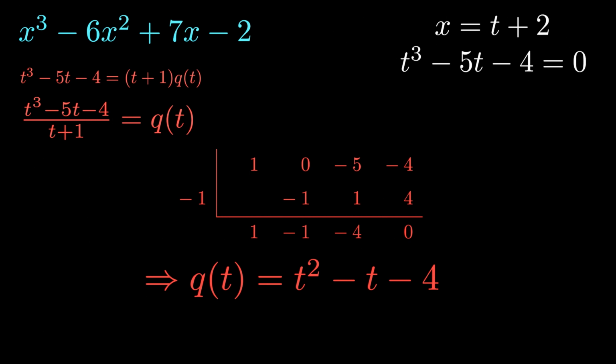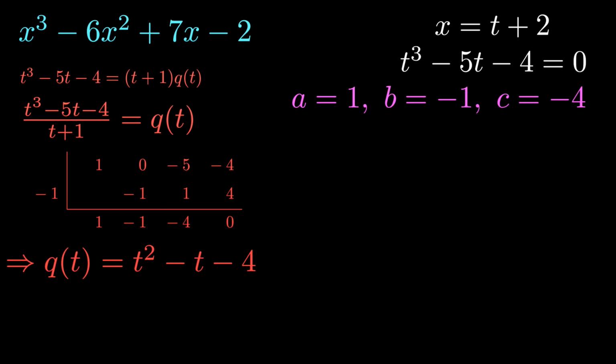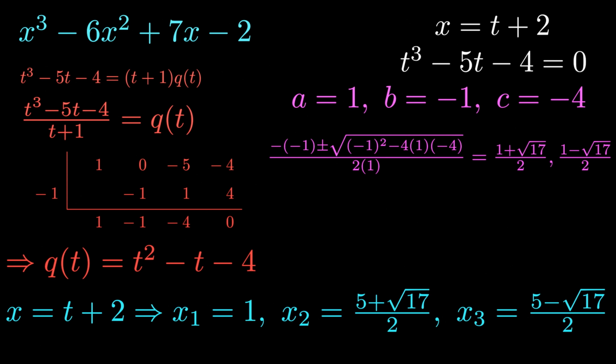To figure out what the solutions are of this equation, we can use the quadratic formula. If we take a to be equal to 1, b to be equal to minus 1, and c to be equal to minus 4, and we input these values into the quadratic formula, we get the following two roots: (1 plus the square root of 17) divided by 2, and (1 minus the square root of 17) divided by 2. So we have all three solutions of our cubic polynomial t cubed minus 5t minus 4.